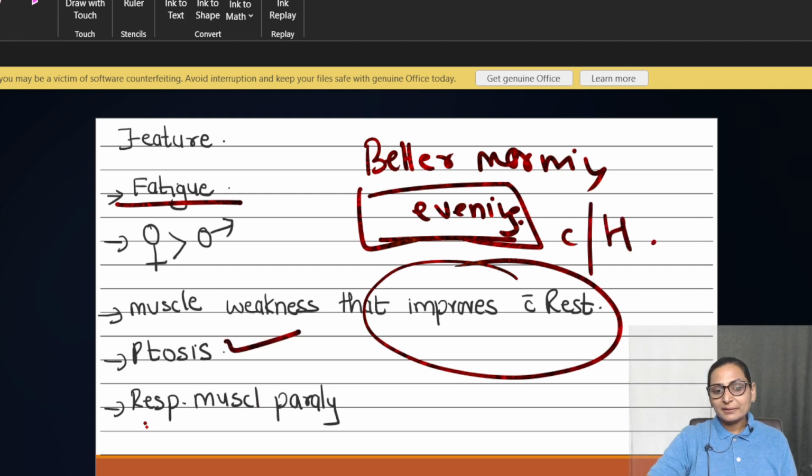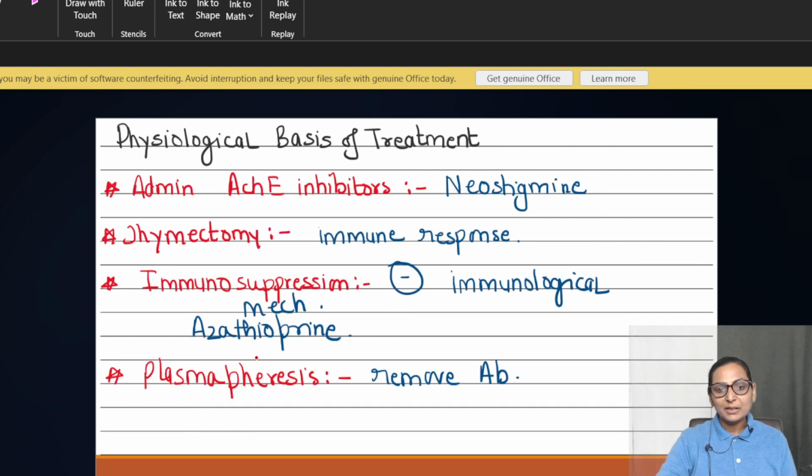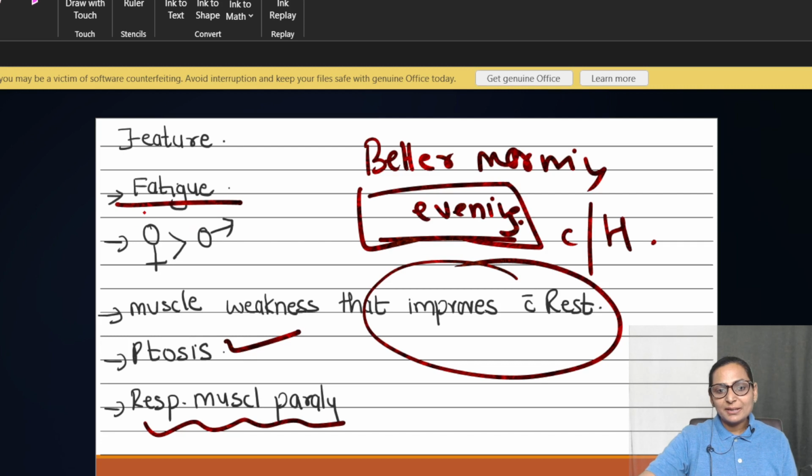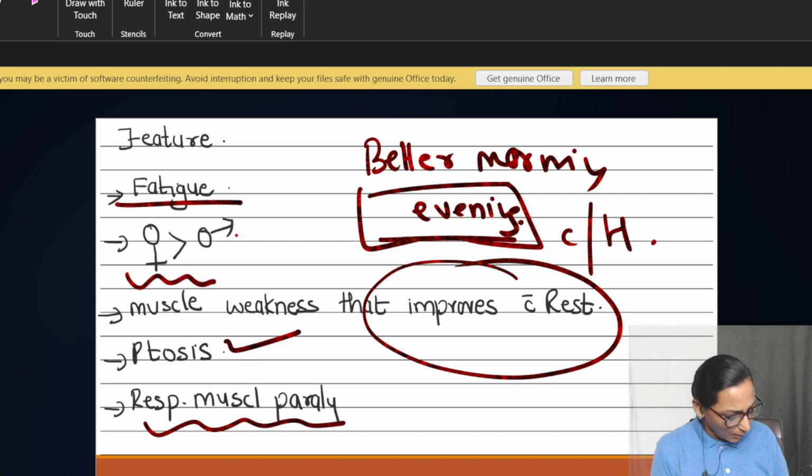Ptosis and respiratory muscle paralysis is a very important and dreadful complication. The facial and extraocular muscles are very commonly involved in myasthenia. Remember that females are more susceptible than males, so it is more common in females, especially in their 30s.